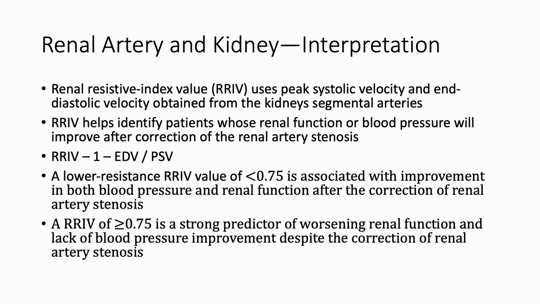A lower resistance RRIV value of less than 0.75 is associated with improvement in both blood pressure and renal function after correction of renal artery stenosis. RRIV of greater than or equal to 0.75 is a strong predictor of worsening renal function and lack of blood pressure improvement despite correction of renal artery stenosis.